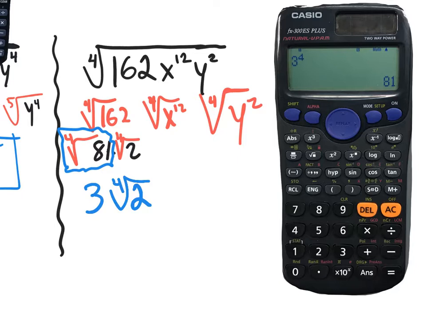And then we move on to the next term over here, the fourth root of x to the 12th. Once again, that's like saying 12 divided by 4. What's 12 divided by 4? That's 3. So you end up with x to the third on the outside of the radical. And last but not least, 2 divided by 4 you can't do. Okay, so you could just leave it like that.